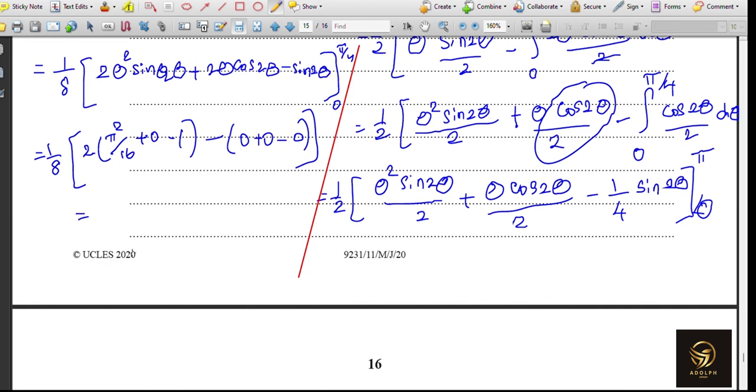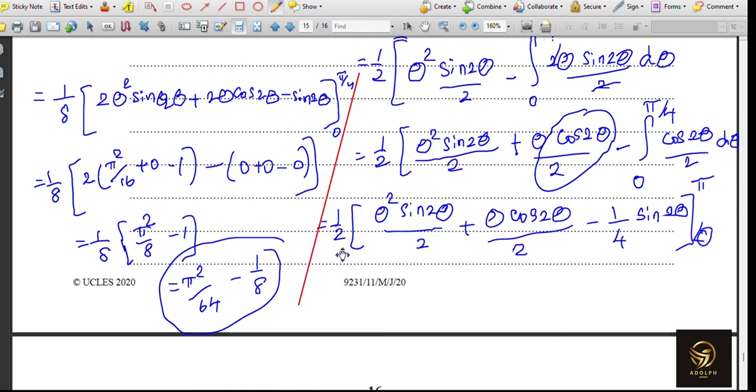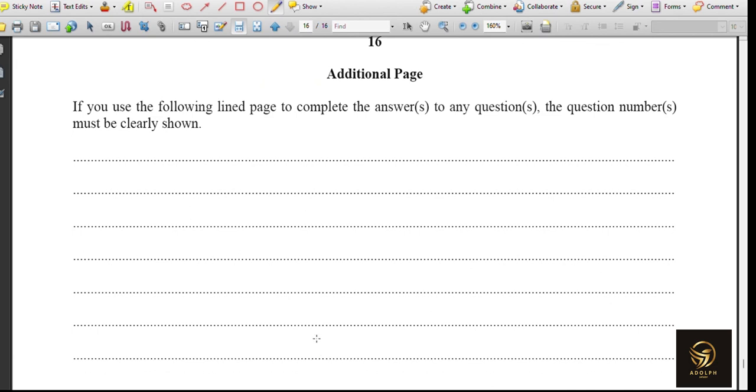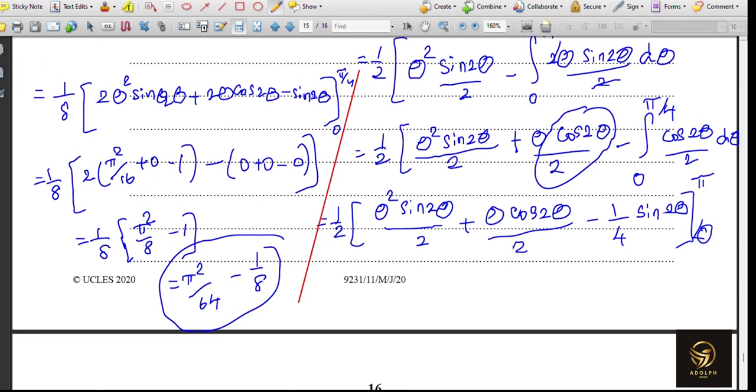If I simplify it further, then I will be getting 2 into pi squared by 16 is pi squared by 8, and minus 1. Then with the 8 outside, I will have the answer as pi squared by 64 minus 1 by 8. So this is the answer I'm getting when I'm simplifying it. Maybe you can use the additional page, but if I write only the last step on the next page, it may confuse you, so that's why I've done the answer here.